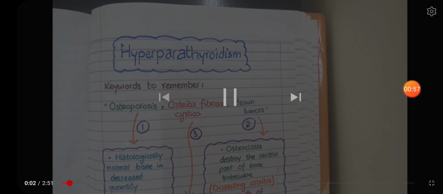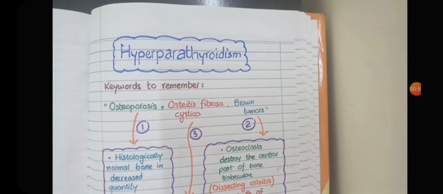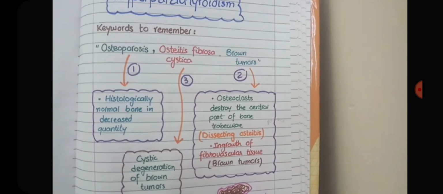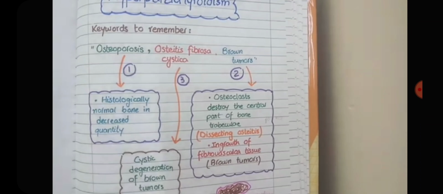We'll discuss the effects of hyperparathyroidism on bones. Basically, hyperparathyroidism causes three principal lesions in bones: osteoporosis, brown tumors, and osteitis fibrosa cystica. The first characteristic abnormality is osteoporosis, visible microscopically as histologically normal bone that is just decreased in quantity. So there is no change in the quality of bone, just a decrease in the quantity of bony matrix.